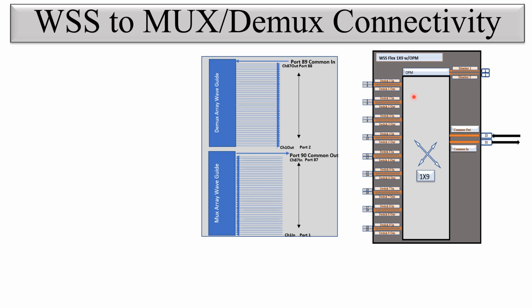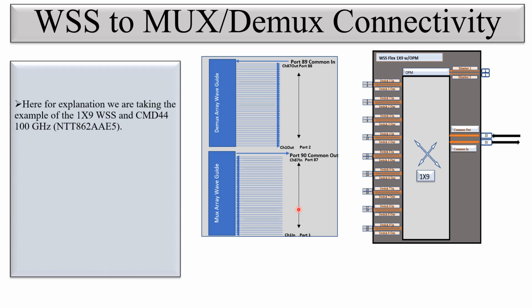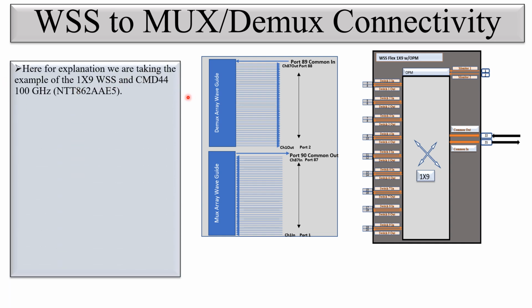In this example, we take the connectivity of the CMD44 and the WSS 1x9. You can see here this is the common port 21 and 22 of the WSS 1x9 OPM, and these are the switch ports, switch 1, switch 2, switch 3 to switch 9 port. And ports 89 and 90 are the common ports of the CMD44 and the rest of the ports are for the channels. CMD44 is a fixed channel frequency card. For the explanation we have taken the example of 1x9 WSS and CMD44 100 GHz.